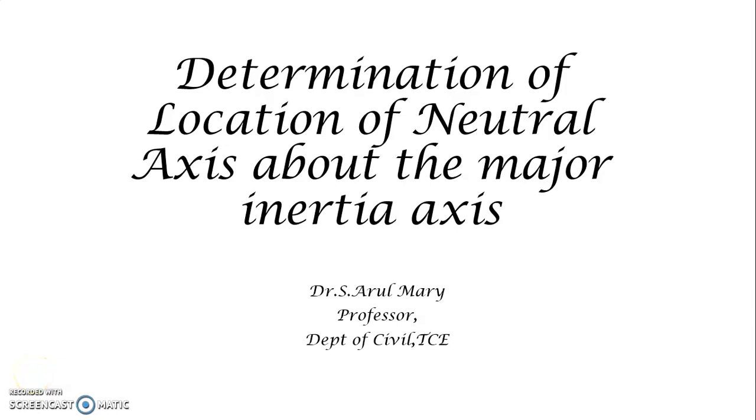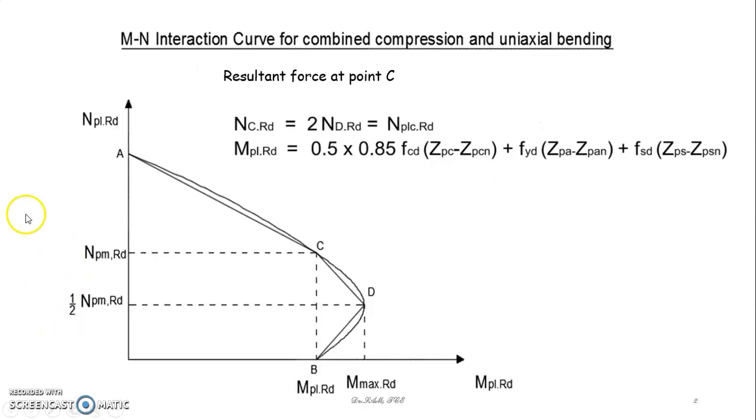In this lecture, I am going to explain the determination of location of neutral axis of a composite column subjected to combined axial compression and bending. So, this is the interaction equation of a column subjected to axial compression and bending. This is said to be the M-N interaction curve.